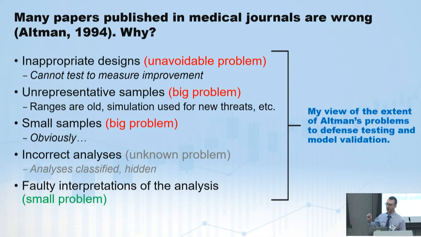So Altman's 5 problems with medicine were inappropriate designs, unrepresentative samples, small samples, incorrect analyses, and faulty interpretations. I believe that inappropriate designs, unrepresentative samples, and small samples are massive problems for validation studies and a lot of DoD testing and evaluation.